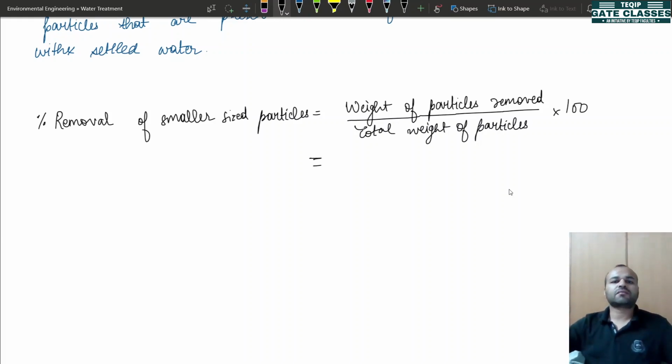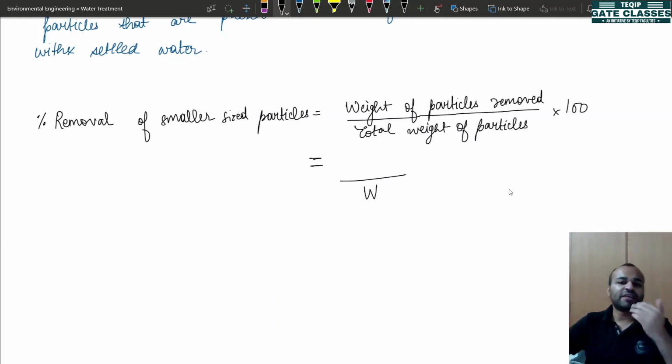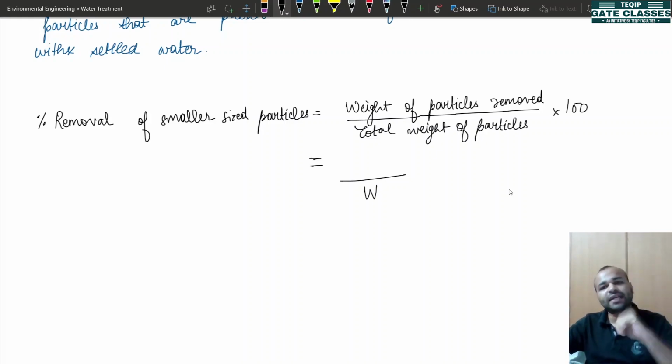Now, the weight of particles removed and the total weight of particles. Let us consider the total weight of particles as capital W. Now, as per our second assumption, where we assumed that the concentration of particles of all sizes remains the same vertically at the inlet end, based upon it and the analysis that we have just done, the smaller size particles from height 0 to small h will be completely removed. Can we conclude that the weight of particles removed will be in the ratio of that height only?